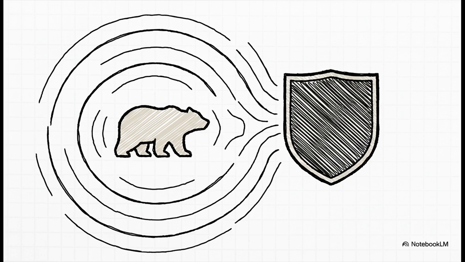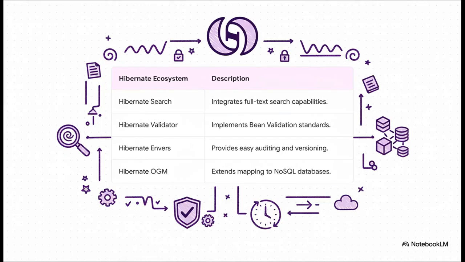It's an amazing story. And today, Hibernate is so much more than just an ORM tool. It's an entire ecosystem. You've got Hibernate Search to add full-text search to your database. You have Validator for making sure your data is clean. There's Envers for easily auditing who changed what and when. There's even Hibernate OGM, which takes all these cool mapping ideas and applies them to modern NoSQL databases. It's really become a complete platform for working with data.